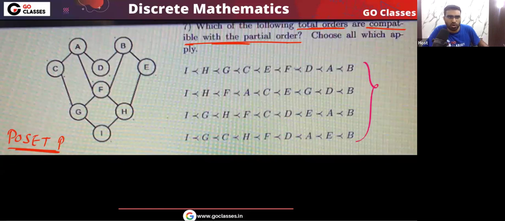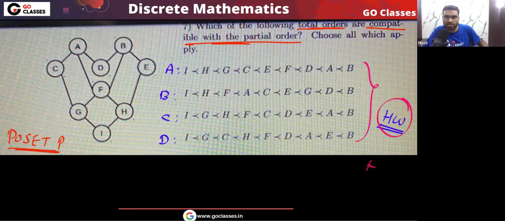Take this question as homework. Please put your answer in the comments. Which option will be correct? Option A, option B, option C, option D. Which option is correct? This is an MSQ question, remember. Put your answer in the comments. Pause the video, solve this question, and immediately write your answer in the comments.